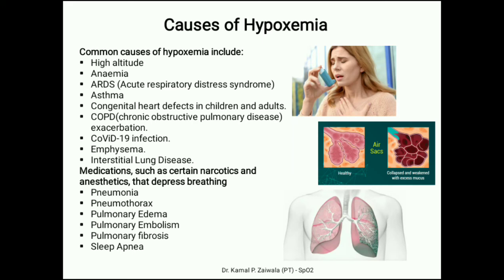Now, what are the common causes of hypoxemia? The common causes of hypoxemia include high altitude, anemia, ARDS, asthma, congenital heart defects in children and adults, COPD, COVID-19 infection, emphysema, interstitial lung disease, medications such as certain narcotics and anesthetics that depress the breathing capacity, then pneumonia, pneumothorax, pulmonary edema, pulmonary embolism, pulmonary fibrosis, and sleep apnea.